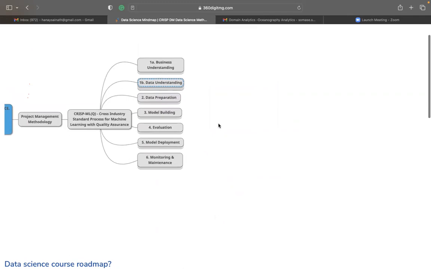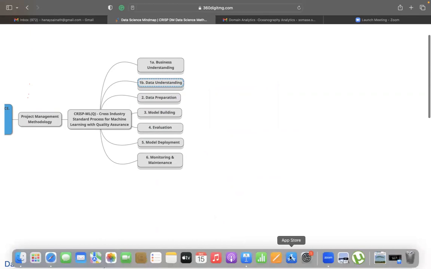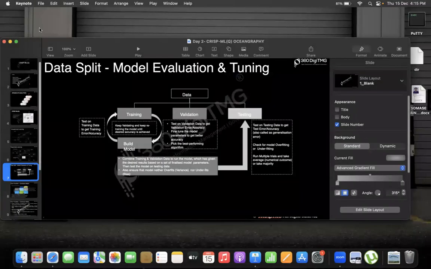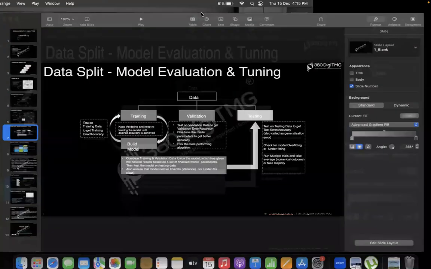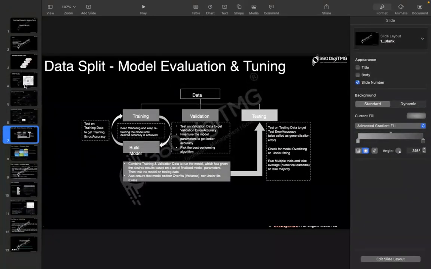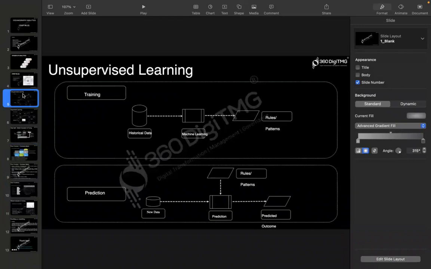So we have discussed the models. We will discuss the PPT point. Here we have some unsupervised learning, how data is trained or the historical data is driven here, how data is trained or predicted in the unsupervised learning.